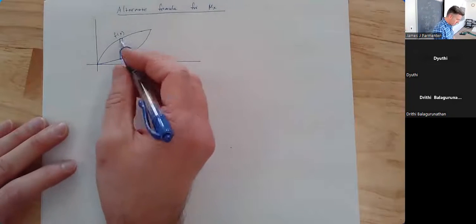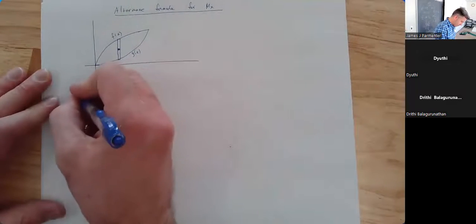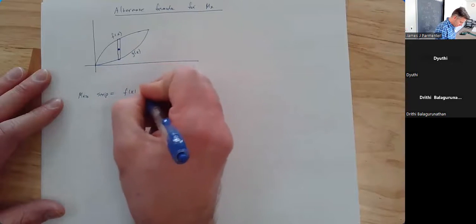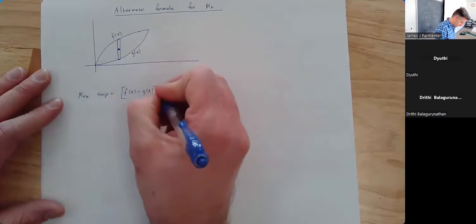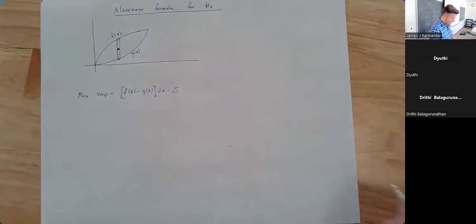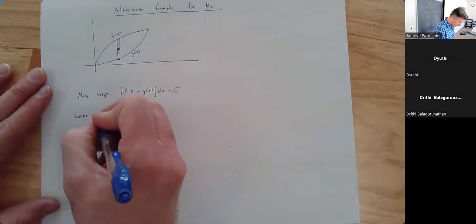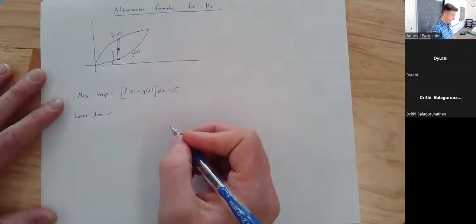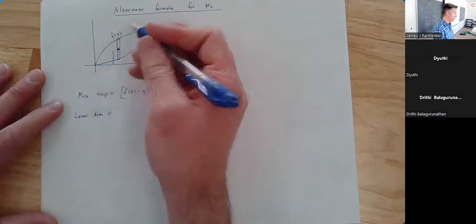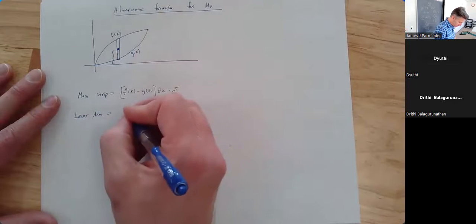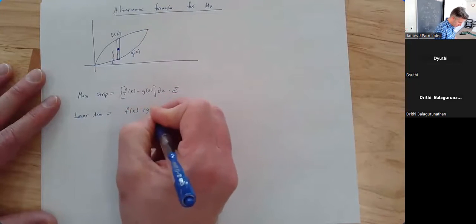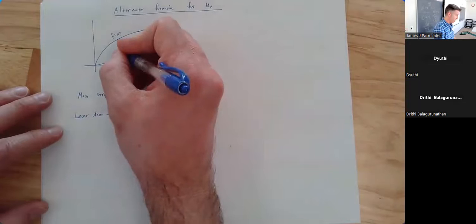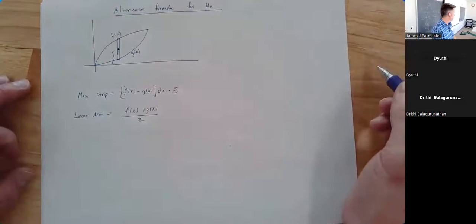But here what we're going to do is we're going to say, well, all of this mass, the mass of our strip, is still just top function minus bottom function times dx times the density. And then the lever arm, well, if we pretend like all of the mass is in the middle, it's just how far this is. And that middle of these two functions is the average of those two functions. So the lever arm is going to be f of x plus g of x divided by 2. We're imagining that all that mass is right there, halfway between f of x and g of x.